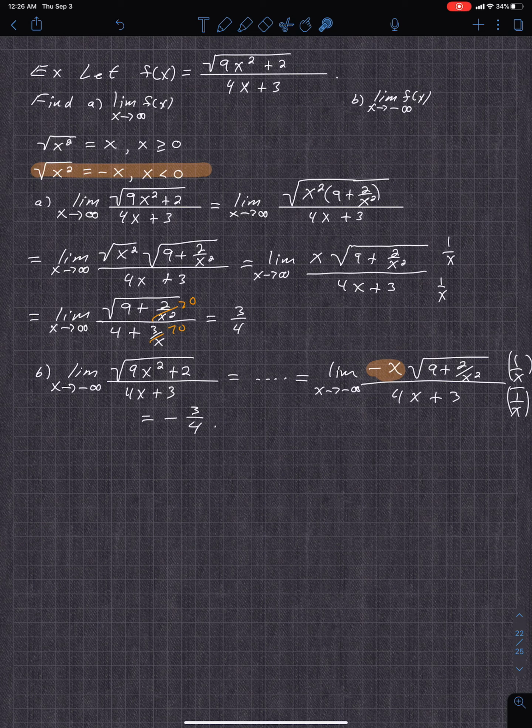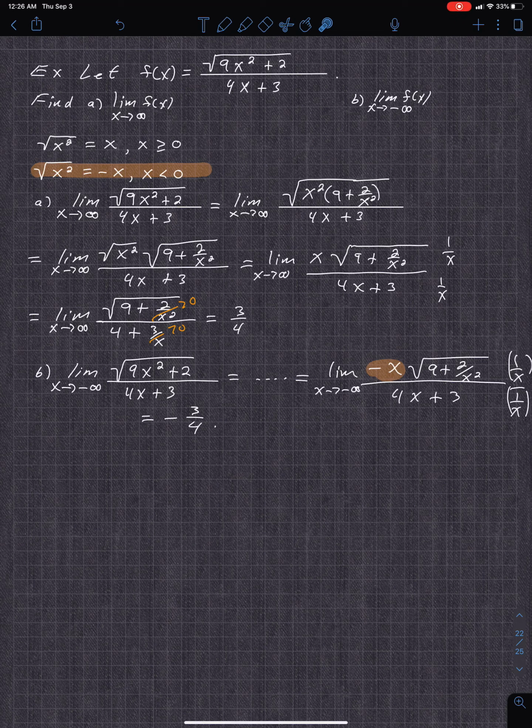In case A, this is approaching positive infinity. So the root x squared would need to be just positive x. Then you do the same process, multiply by 1 over x, and this is gone, and then this goes to 0, and this goes to 0. And so you end up with just 3/4.